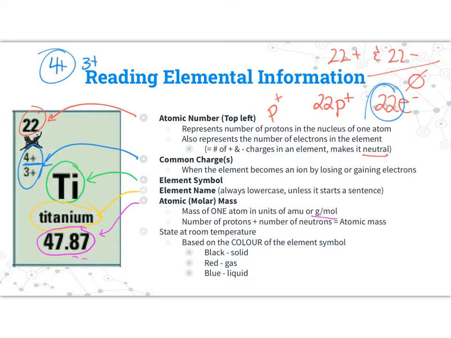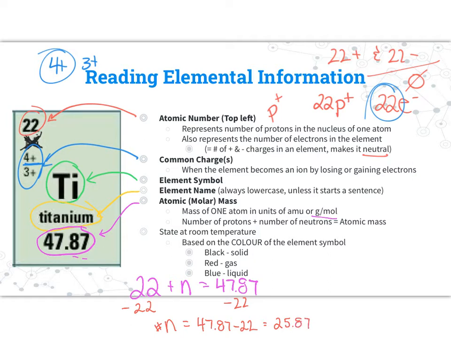Now, let's calculate the number of neutrons for titanium. So titanium, we know, has 22 protons. That is its atomic number. So plus the number of neutrons, which we don't know, will equal 47.87. To get N by itself, I need to subtract 22 from each side. So I get that N, which is the number of neutrons, is equal to 47.87 take away 22.